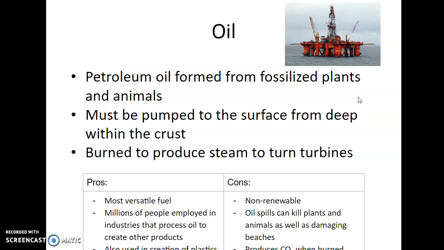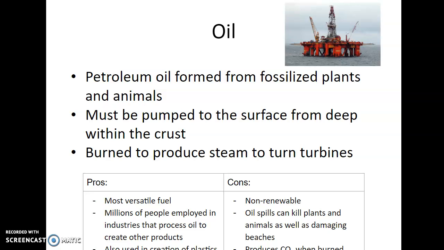And then oil. So petroleum oil can be formed from fossilized plants and animals, similar to natural gas and coal. It must be pumped to the surface from deep within the crust, and is burned to produce steam to turn turbines. So pros of this are it's a super versatile fuel. And then millions of people are employed in industries that process oil to create other products. So it's a big form of jobs, and it's also used in the creation of plastics.